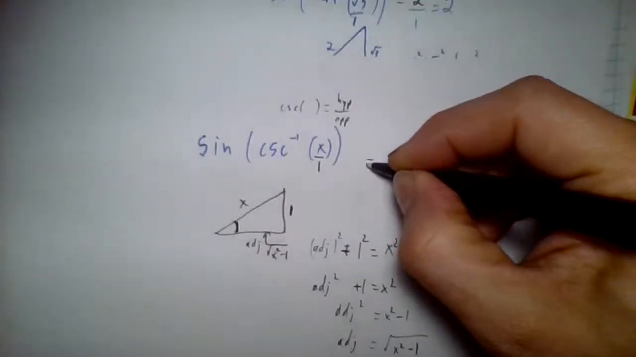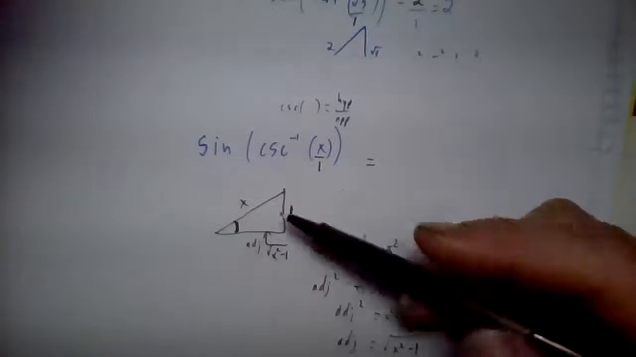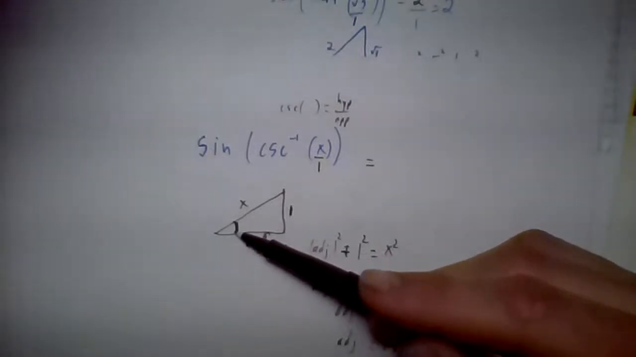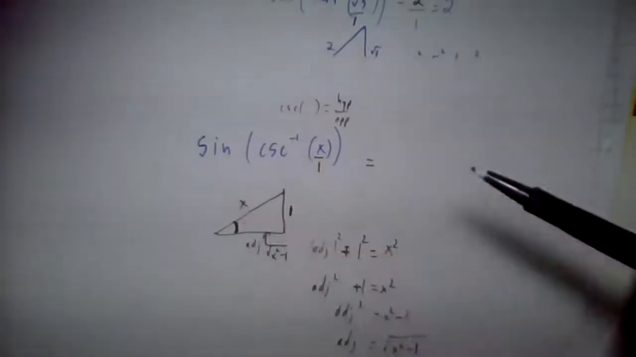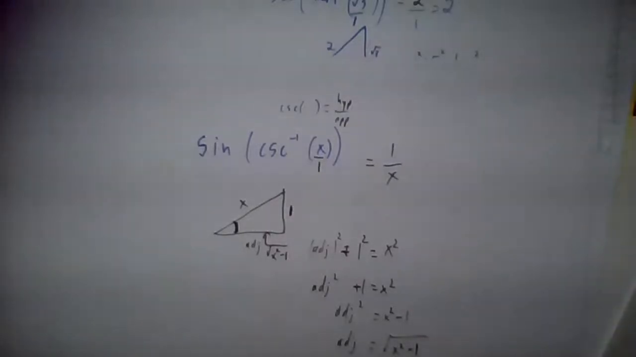I don't know what that angle is, but the sine of that angle is just opposite over hypotenuse. Wait, that's just 1 over x. All right, so that one is kind of simple because cosecant's the reciprocal of sine, so that turned out nice. But I could do any of those things.